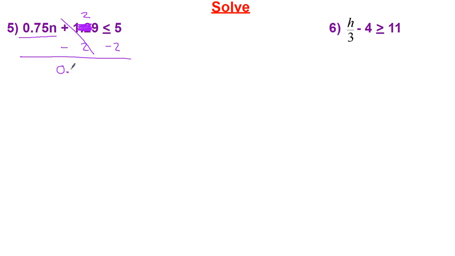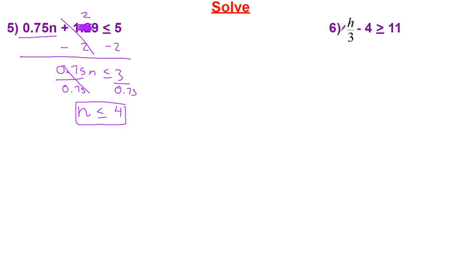So we have 0.75n is going to be less than or equal to 3. And of course, right here we divide by 0.75. 0.75 multiplied by what number will give me a number that's less than or equal to 3? So we have to divide in order to get that. So n is going to be less than 3 divided by 0.75, which gives me an answer of 4. Okay, so n has to be less than 4. It could be 3, it could be 2, it could be 1, it could be 0. Doesn't matter as long as it's less than 4.